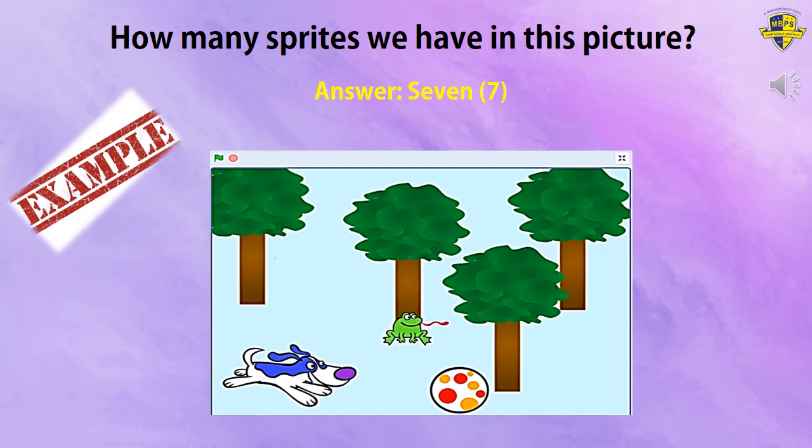Very good. We have 7 sprites in total. So can you name the sprites? Very good. Number 1, trees. Very good. Number 2, a dog. Excellent. Number 3, a frog. And the last one, a ball. Excellent. Very good. So that means with the help of this example, you will be able to complete your worksheet.